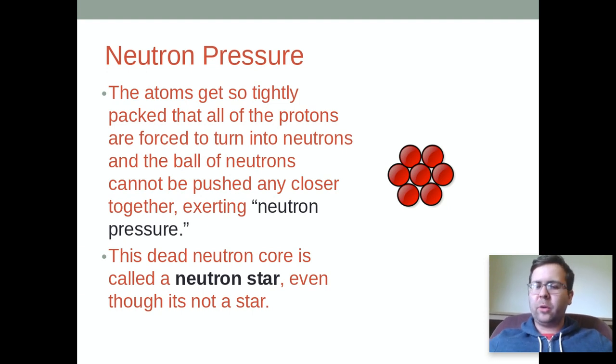High mass stars don't leave behind white dwarfs. The core of a high mass star gets compressed even more until the electron pressure gives up and you get neutron pressure instead. And this is a big ball of neutrons called a neutron star. It's even hotter, even more dense.